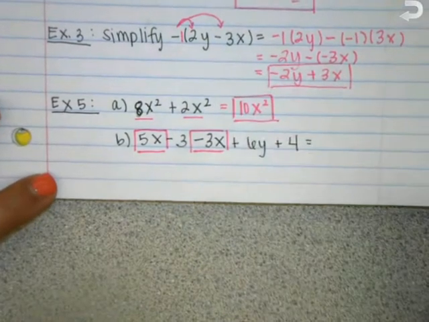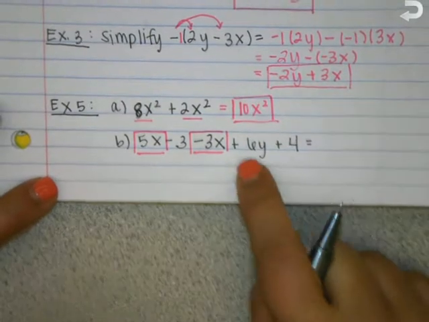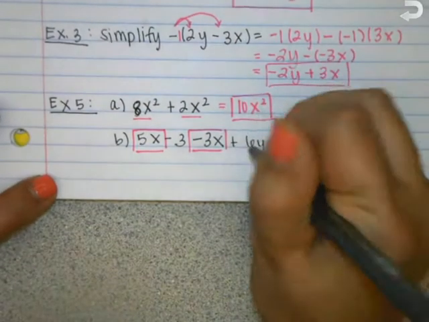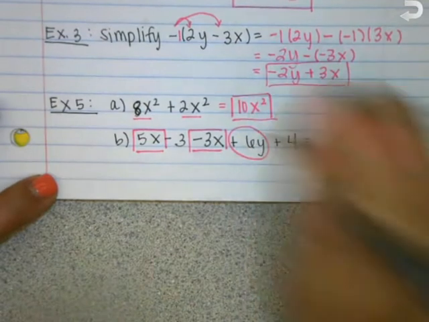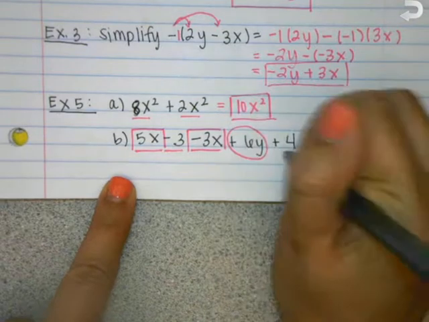Okay, then we also have y's. I'm going to circle the y's, and it's a positive 6y. Are there any other y's in there? No. And then I'm going to underline all the numbers. So I have a negative 3 and a positive 4.